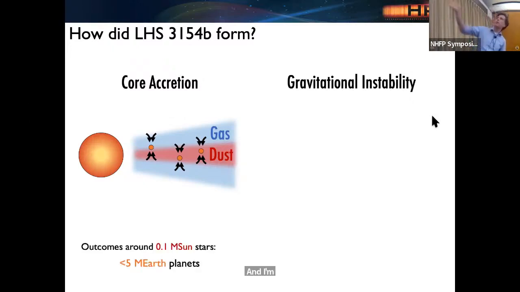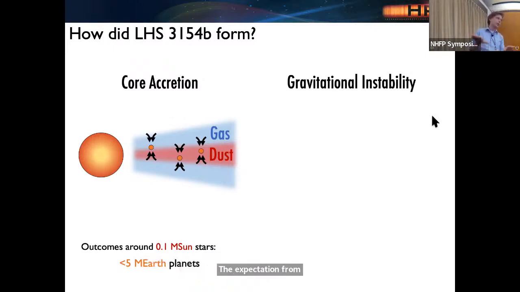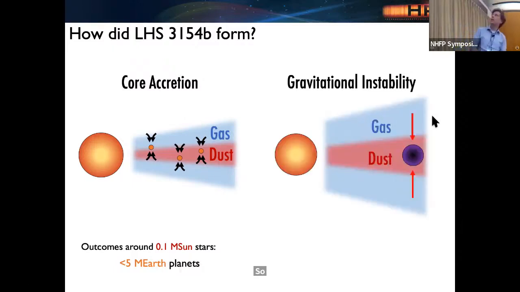The expectation from core accretion theory around the lowest mass stars is that the outcome predicts these TRAPPIST-1-like systems, compact networks of terrestrial mass planets. And in the very extreme cases, they can only form maximum masses of about 5 Earth masses. So that's core accretion. The gravitational instability scenario requires much more massive disks.